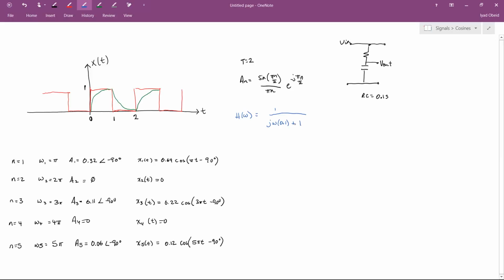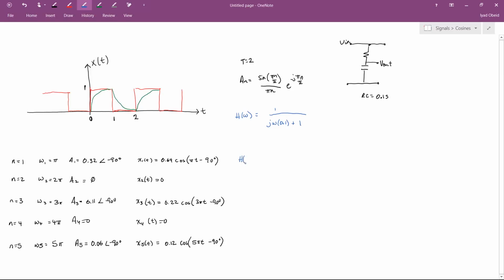Now, what I want you to notice is that our input, even though it's a square pulse, is essentially a series of cosines. And according to the rules of linearity, I can filter each of those cosines separately. So let's see what I mean by that. Let's take the very first cosine. It has a frequency of pi radians per second.